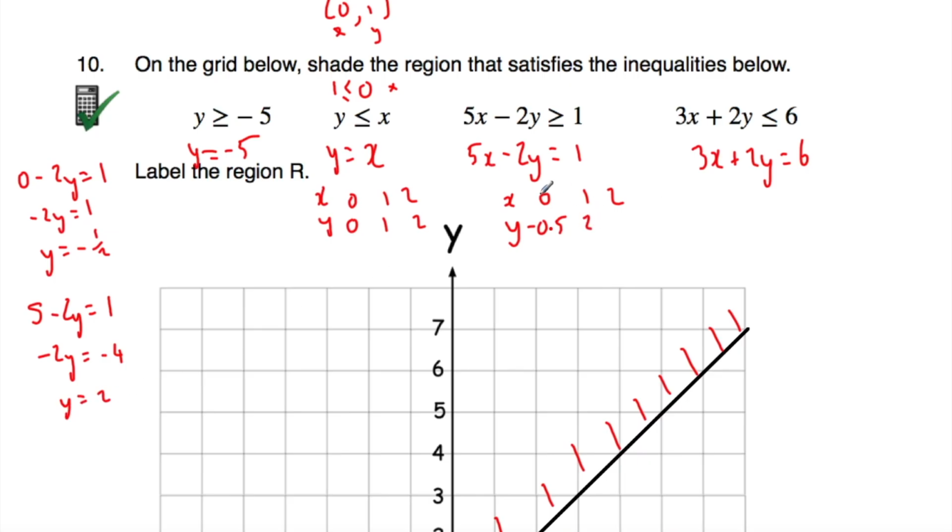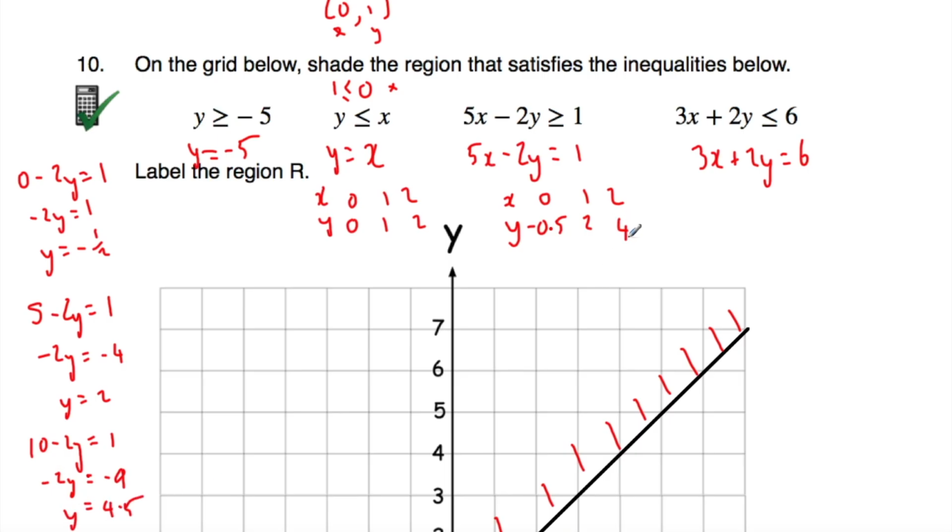So y is equal to 2. And finally, if x is equal to 2, 5 times 2 is 10. So we've got 10 minus 2y this time is equal to 1. Let's take away 10 from both sides. So we're going to get that minus 2y is equal to minus 9. And then if we divide both sides by minus 2, we'll get that y is equal to 4.5.